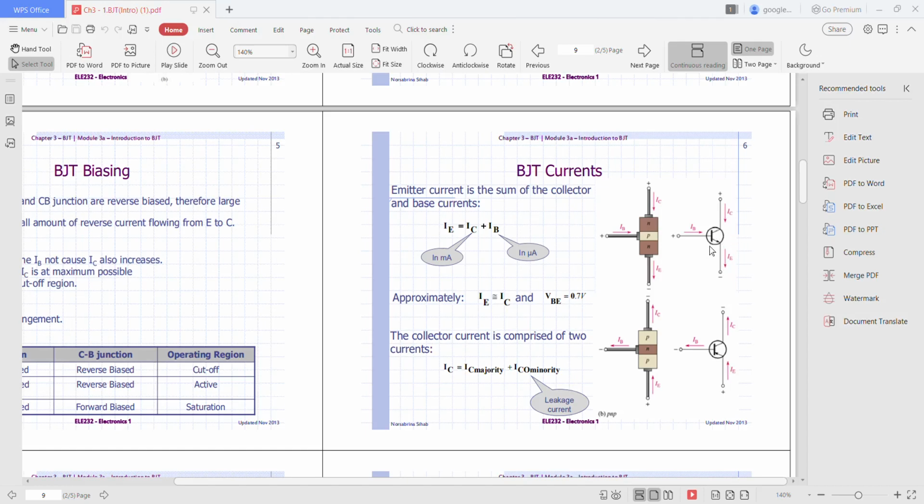So please make sure that you know the symbol, because sometimes students can make mistakes because they don't understand the symbol of the transistor, and this will cause the equation to be different.